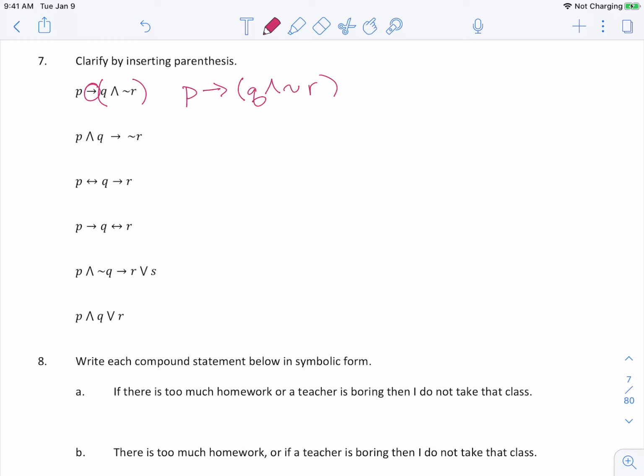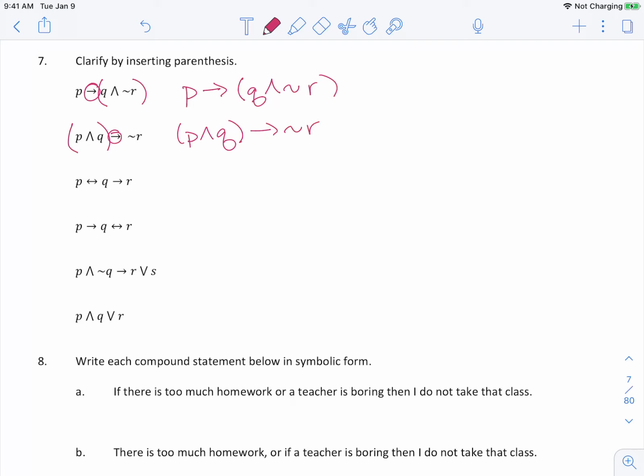For our next one here, we have our if then and a not. Again, the if then is the most dominant, so I'm going to put parentheses around P and Q. So this is going to look like P and Q, and then our if then symbol, not R.